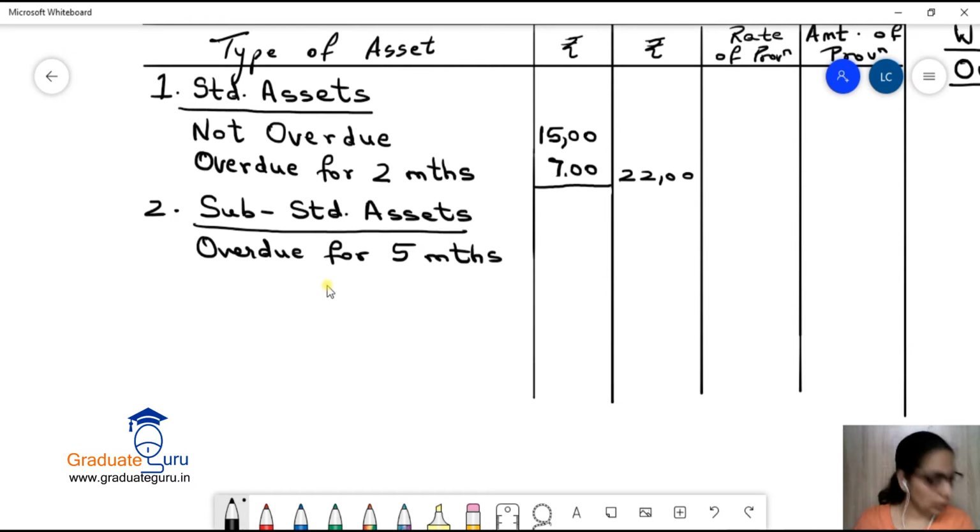I'll check the amount in the sum. The amount for 5 months is 600 lakhs. Here it's a comma, not a dot. Okay, so overdue for 5 months, right?